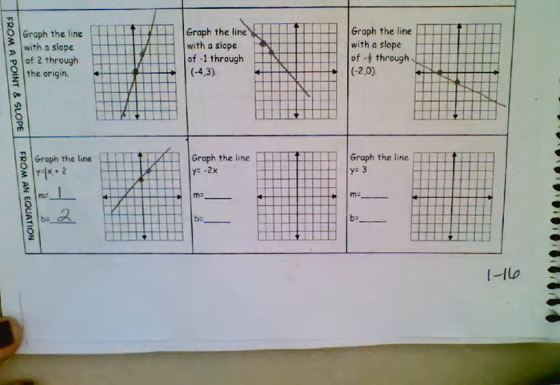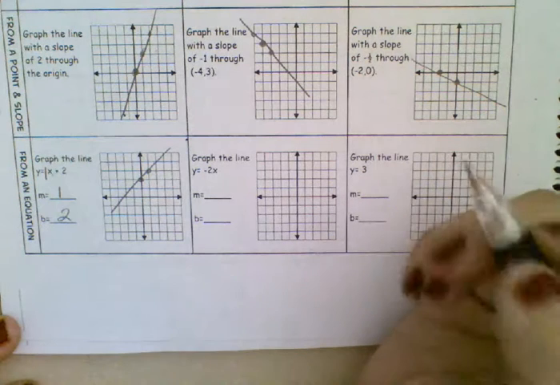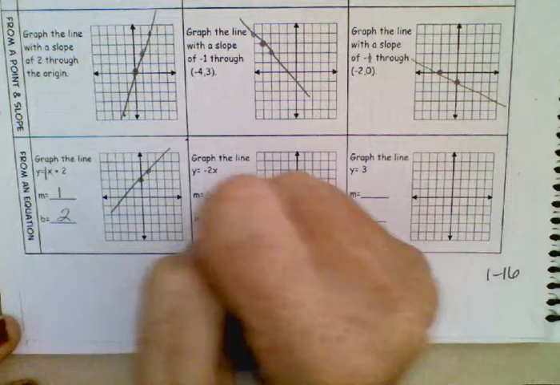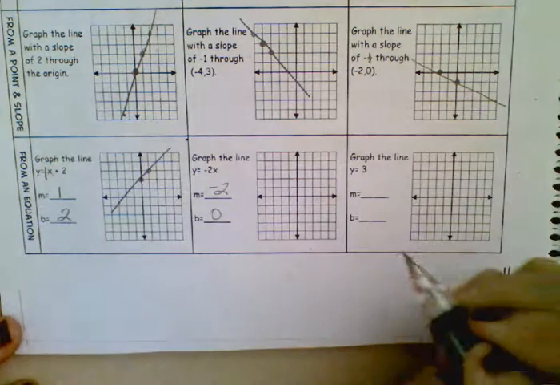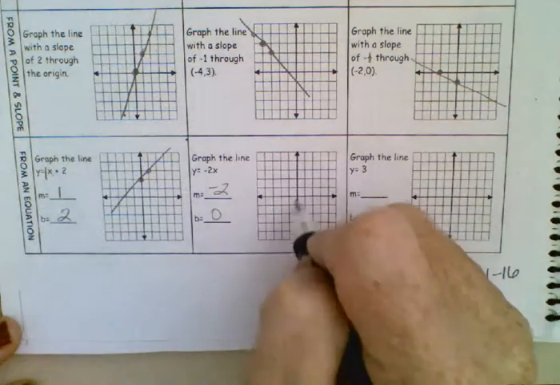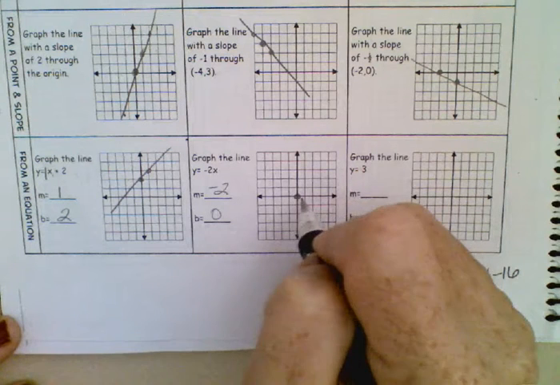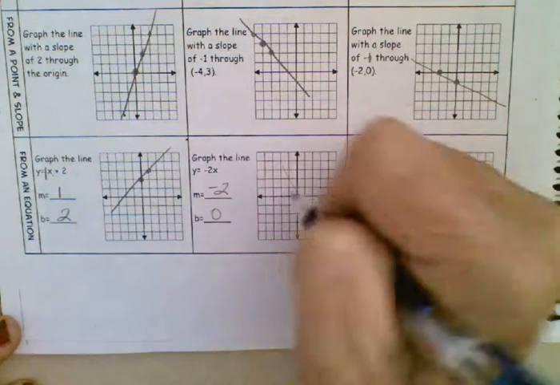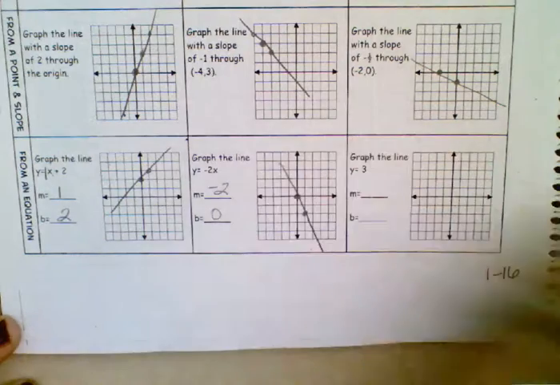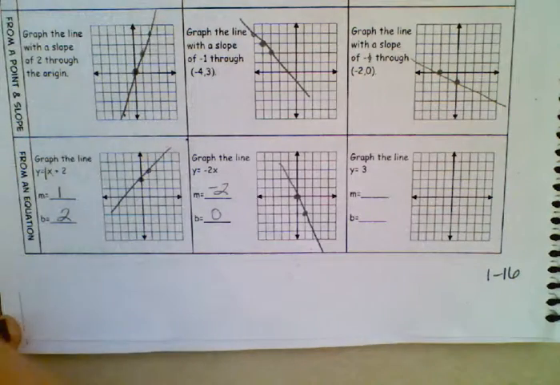Graph the line y equals -2x. What is your slope? -2. And what's your intercept? 0. Good. So where do I begin? At the origin. At the origin, and then I go down 2 over 1. Good. Excellent. Okay, last one.